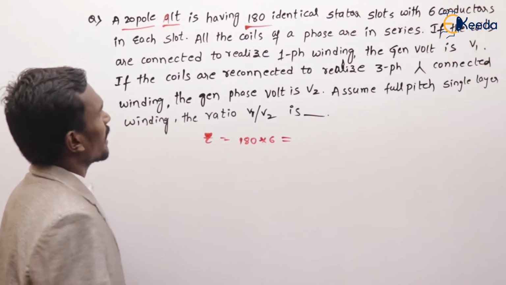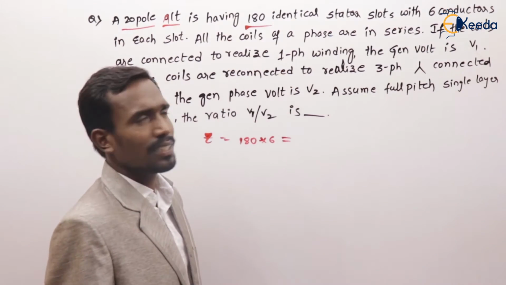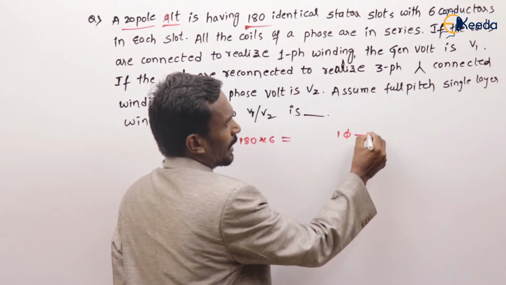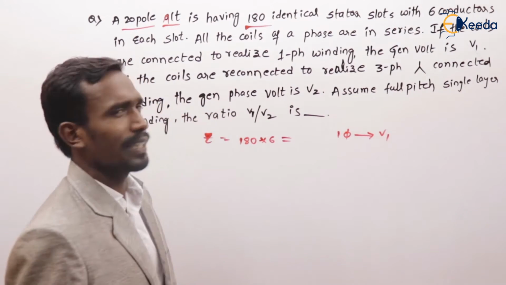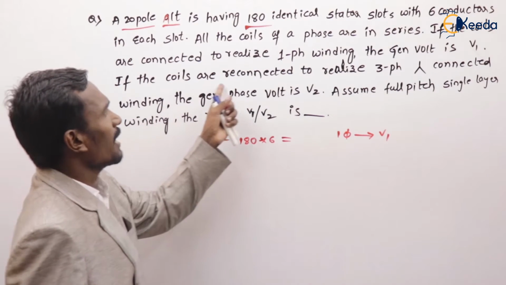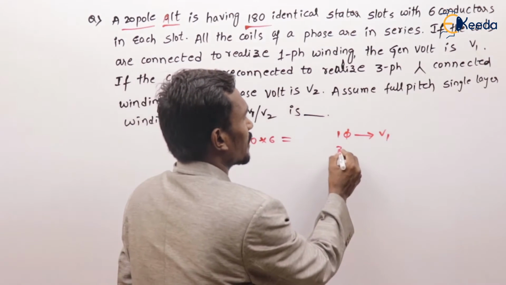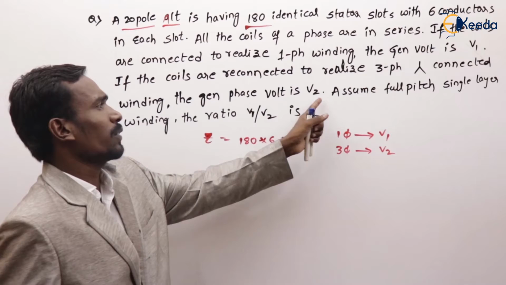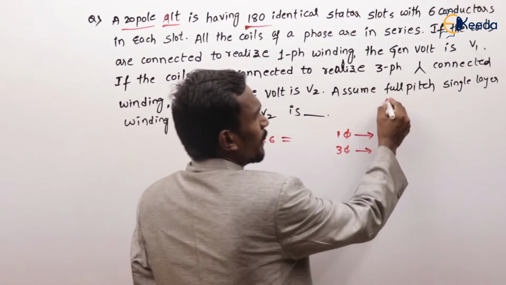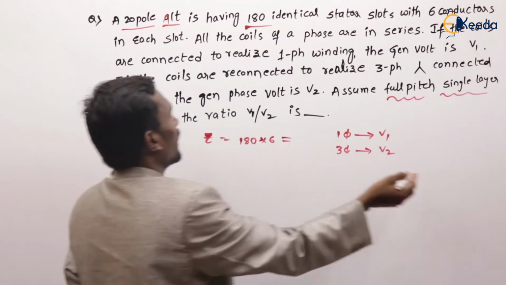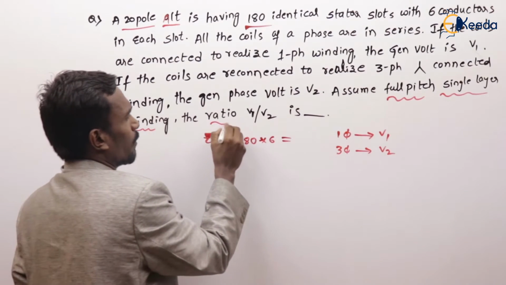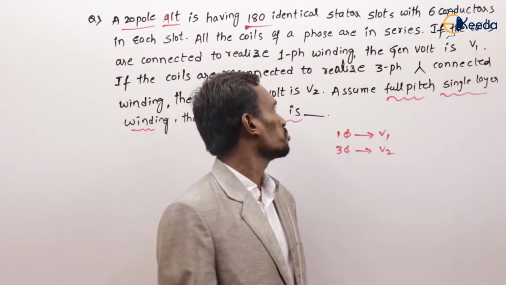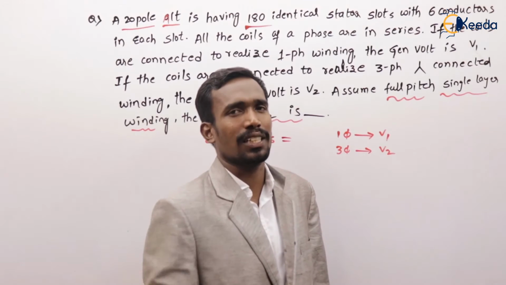If the coils are connected to realize a single phase winding, the generated voltage is V1. If the coils are reconnected to realize a 3-phase star connection, the generated voltage is V2. Assuming full pitch single layer winding, find V1 divided by V2. V1 by V2 is equal to how much?